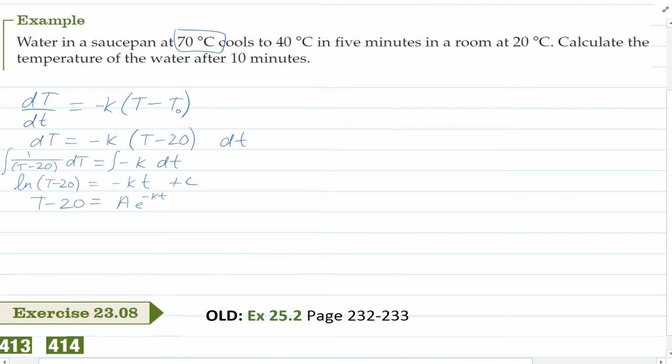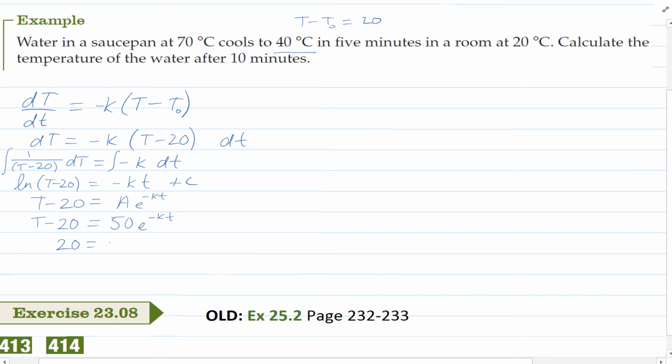We start at 70 and the temperature in the room is 20, so our initial difference is 50. We can say that T minus 20 is equal to 50 e to the negative kt. Then we're told that 5 minutes later the temperature is down to 40, which means that T minus the room temperature is going to be 20. So all of this here is going to be 20.